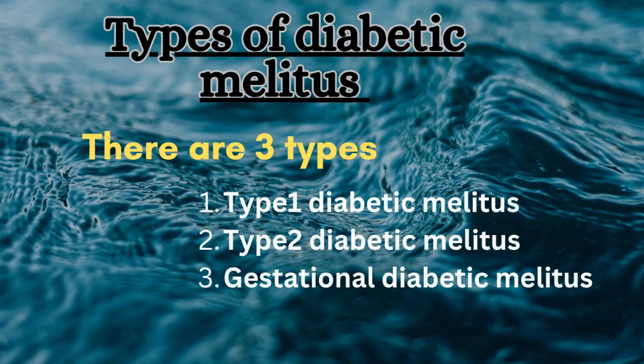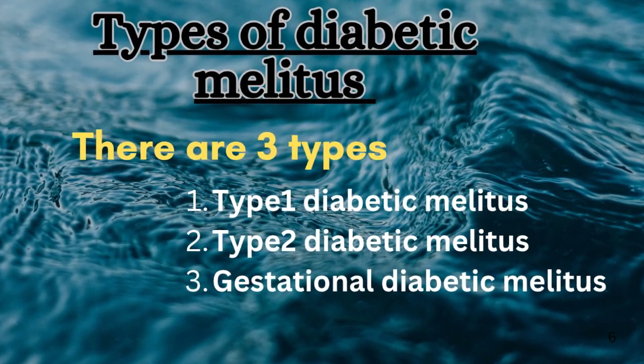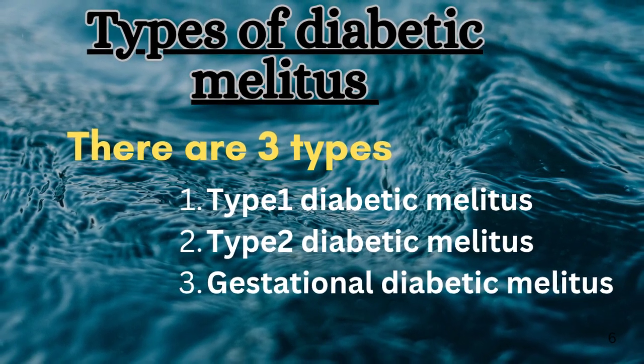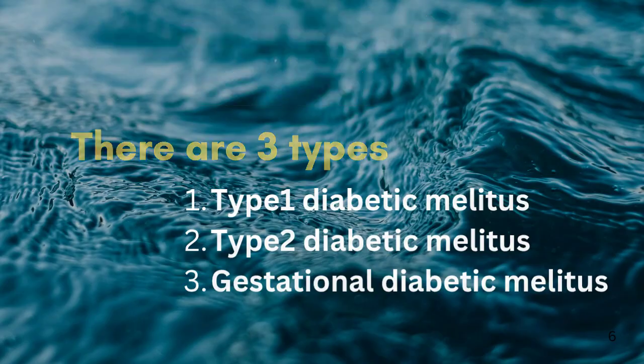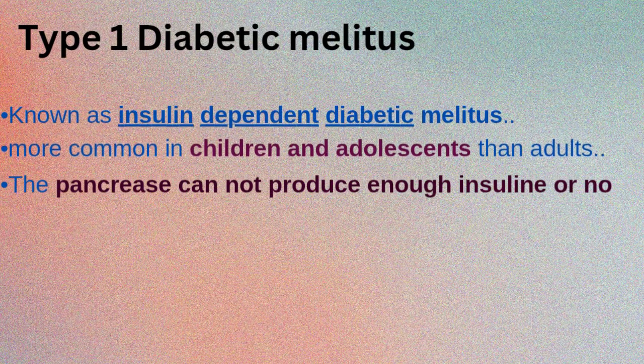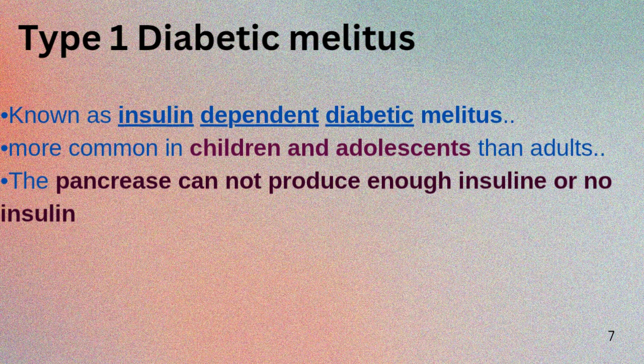There are three types of diabetes mellitus. 1. Type 1 diabetes mellitus. 2. Type 2 diabetes mellitus. 3. Gestational diabetes mellitus. What is type 1 diabetes mellitus? Known as insulin-dependent diabetes mellitus, more common in children and adolescents than adults. The pancreas cannot produce enough insulin or no insulin.